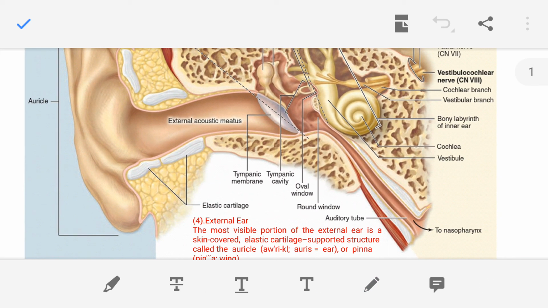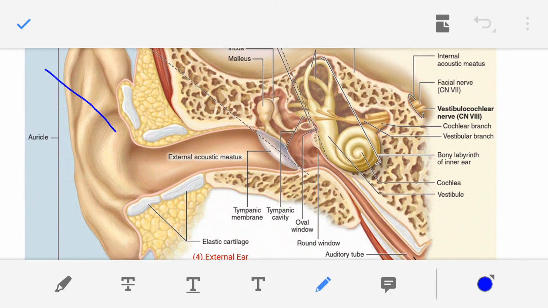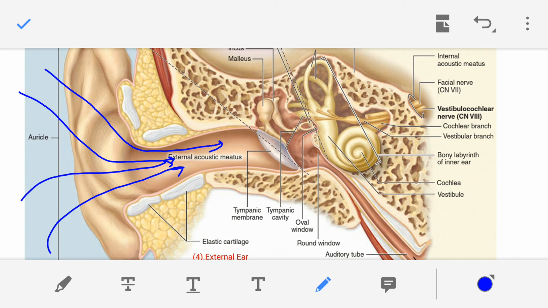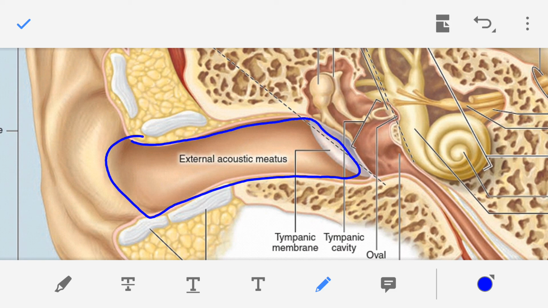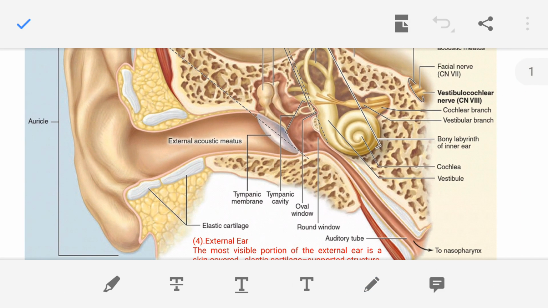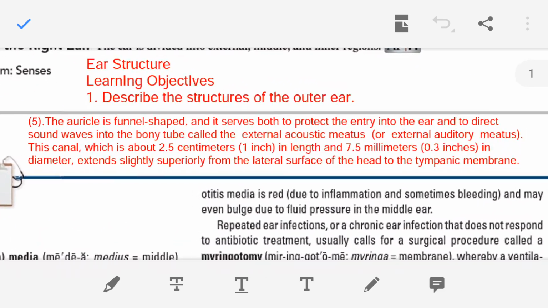So here, from various direction, the auricle is sending sound waves. Auricle is channelizing the sound wave into this canal, this bony tube. So this canal or tube is known as external acoustic meatus, also known as external auditory meatus.